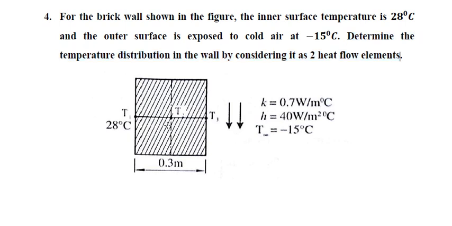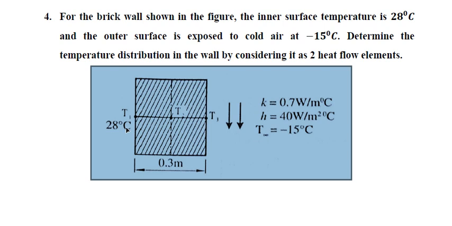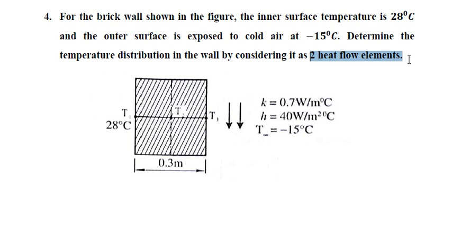Now observe this carefully. Inner temperature is 28 degrees centigrade, meaning the temperature at this point is given. Exposed temperature means T infinity, which is given as minus 15 degrees centigrade. The convective heat transfer coefficient h value is 40 watt per meter square degree centigrade. Conductivity of the material is 0.7 watt per meter degree centigrade. The question is to solve by considering it as 2 heat flow elements.